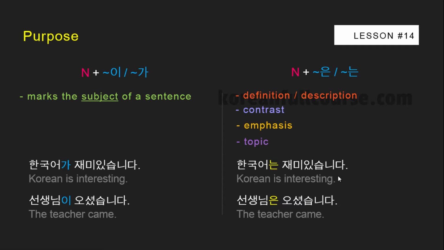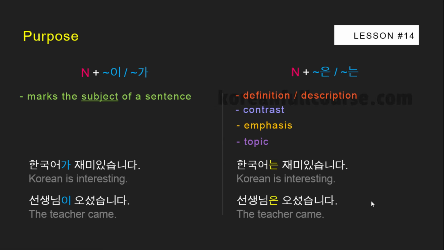But on the right-hand side, where we used 는, we want to give the listener extra information that, unlike other languages, Korean is interesting. It doesn't mean that all other languages are boring and only Korean is interesting. No. You just want to say that you might have tried to learn a few languages, but Korean is especially interesting for you, compared to other languages, or to anything else about Korea. For example, you don't like Korean food, but you like the Korean language. In this case, you can also say 한국어는 재밌습니다 to show contrast.